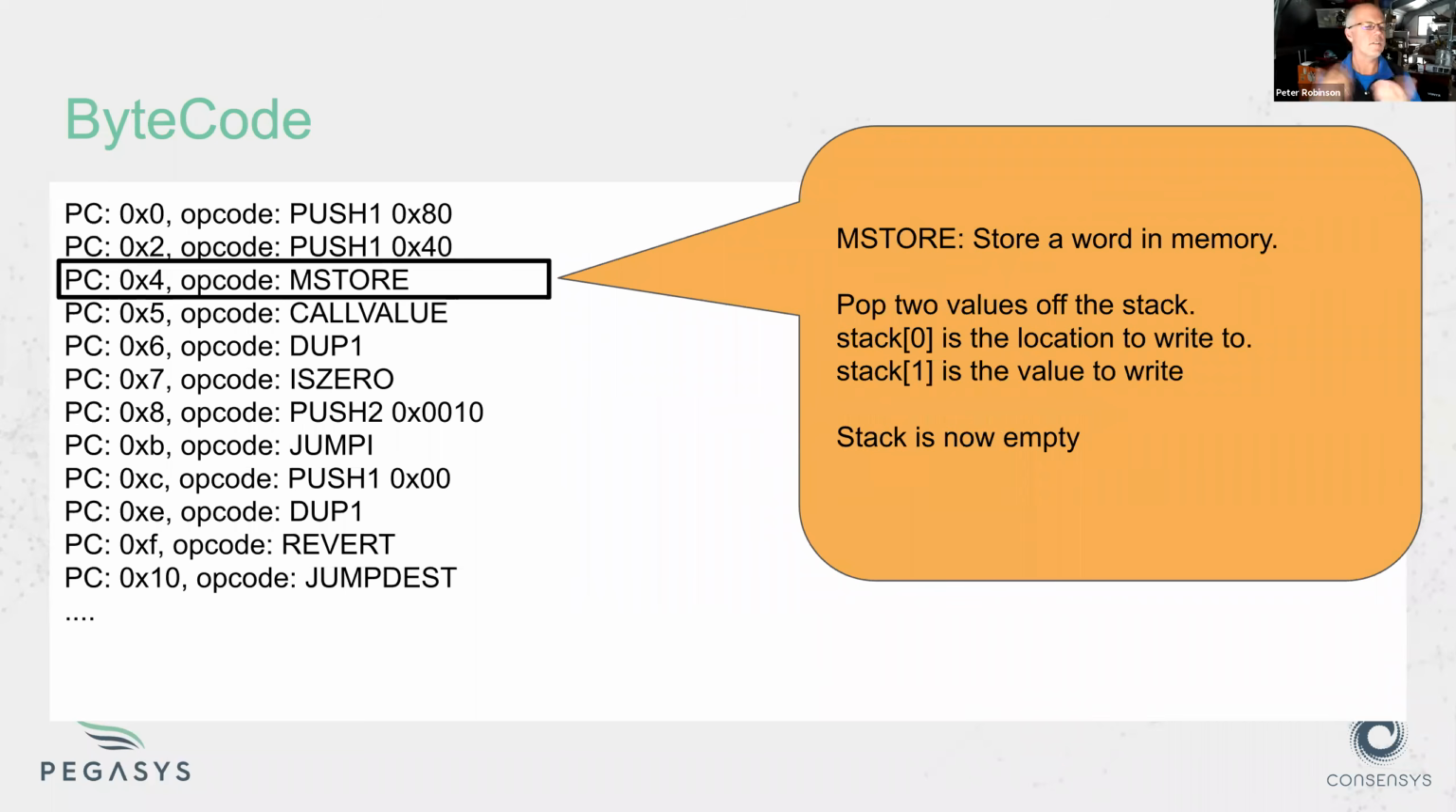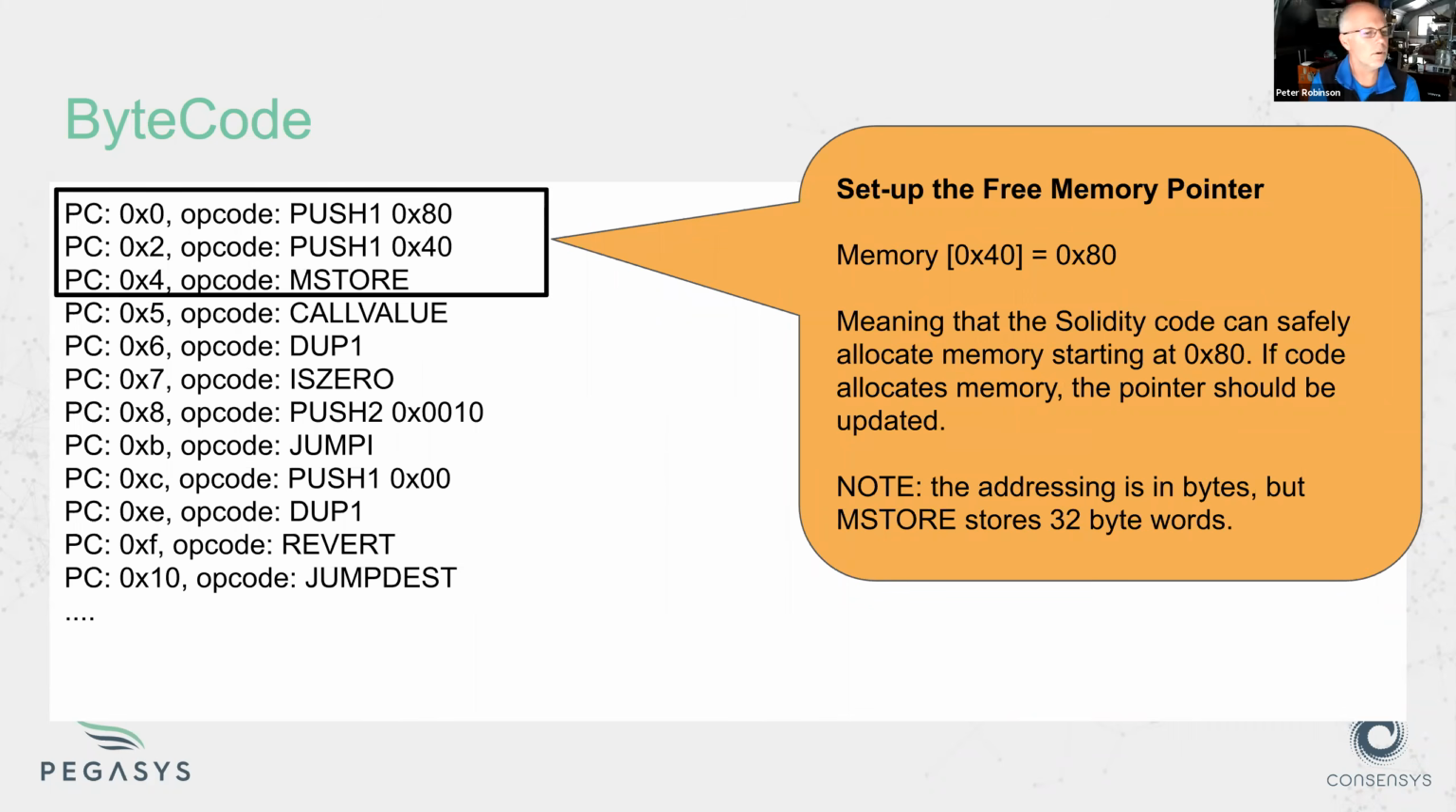And then we have something called mstore. mstore stores a word to the temporary storage memory. It takes 2 values off the stack. Stack 0 is the location to write to, and stack 1 is the value to write. So what this is going to do is set memory location 0x40 to value 80.